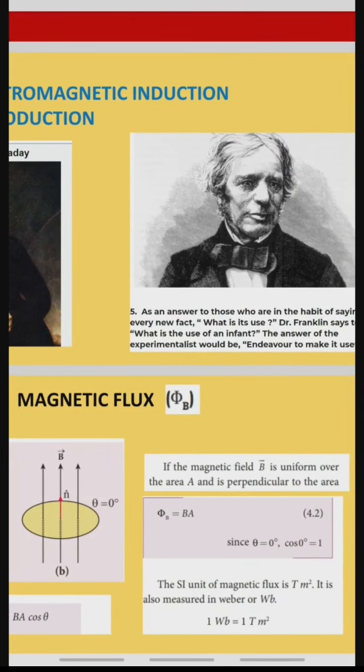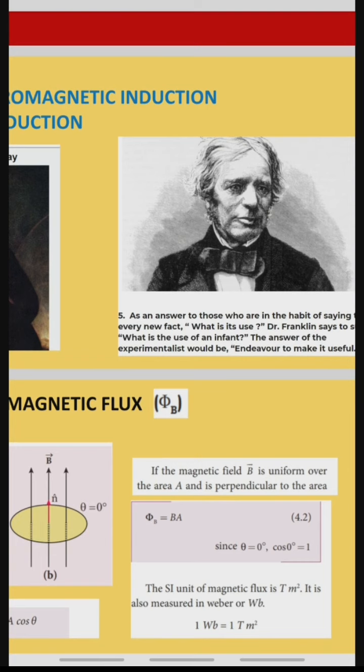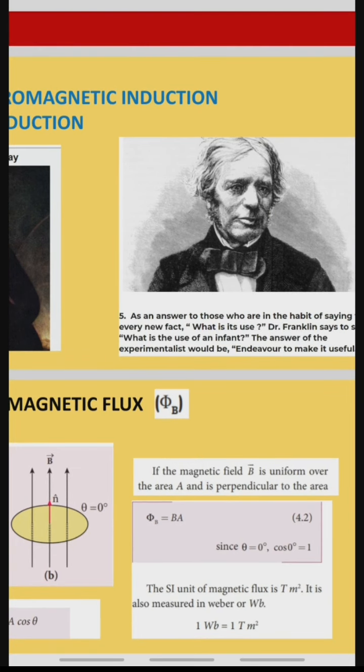If the magnetic field B vector is uniform over the area A and is perpendicular to the area, we get Φ_B is equal to BA, since θ is equal to 0 degrees, cos 0 equals 1.